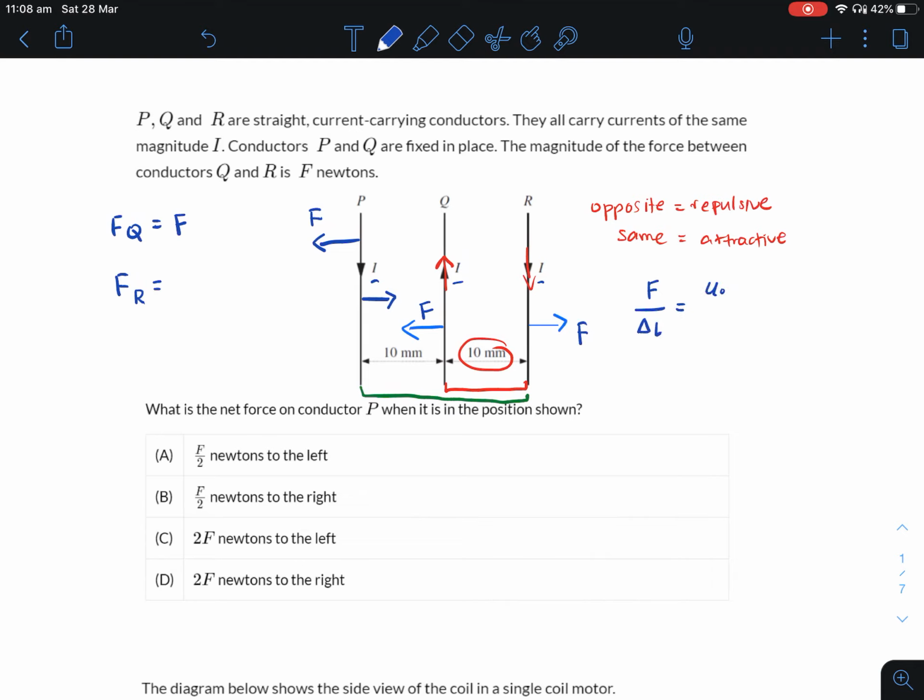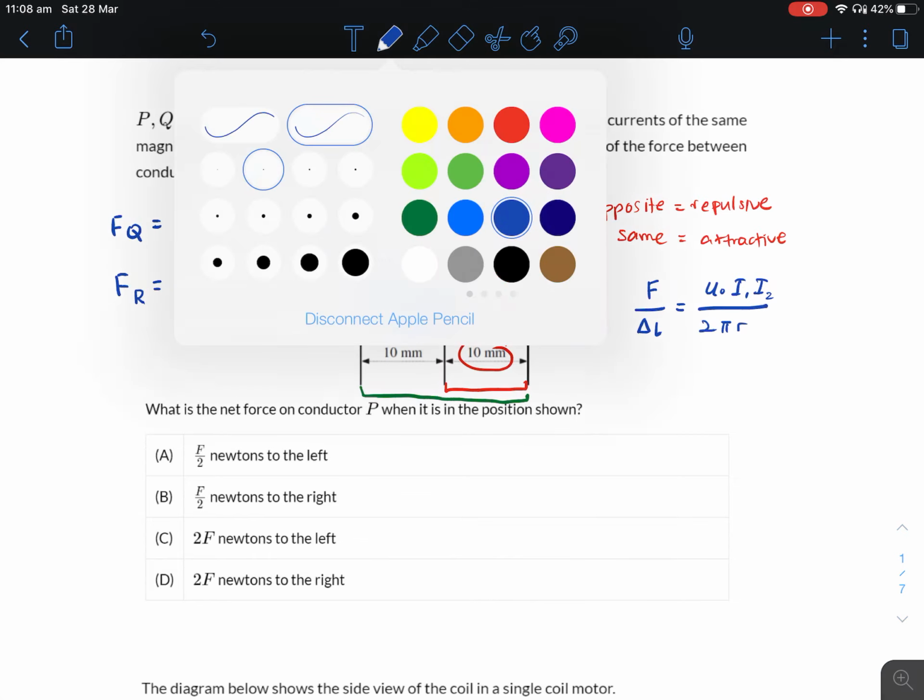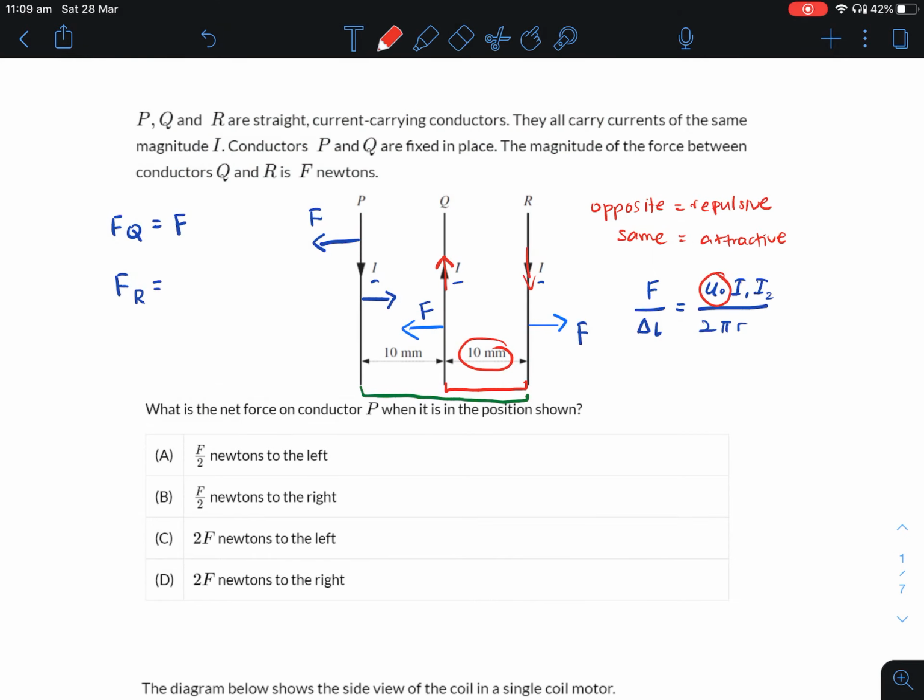looks sort of like this. You have your 2 pi r here, and you have your I1 and your I2. So remember that mu naught and 2 pi are just constants. R is what we're concerned about. R is the distance between the conductors, okay? And so we notice that it's not squared, it's just a linear R, okay? And so that means the force is going to be inversely proportional to the distance.